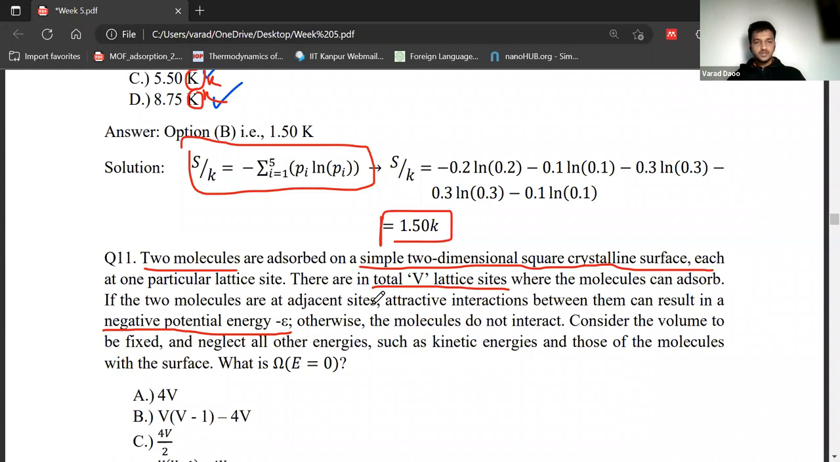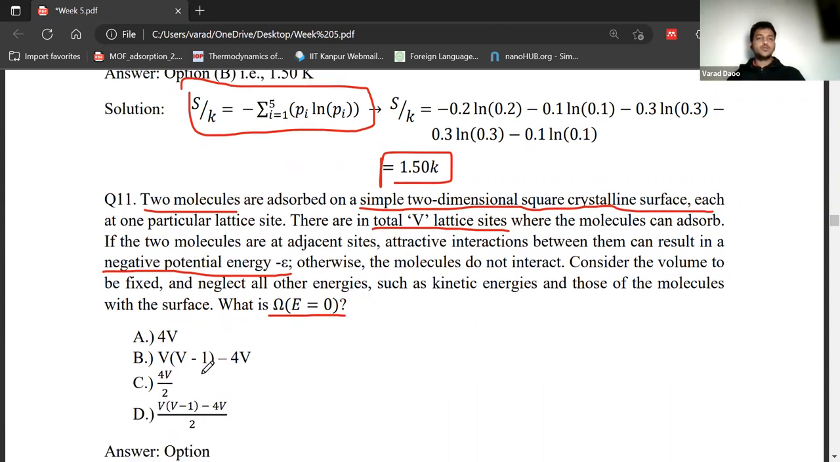Otherwise, the molecules do not interact. Consider the volume to be fixed and neglect all other energy, such as kinetic energy and that of the molecules with the surface. Sigma stands for multiplicity. What is the total number of ways of arranging the molecules in this square lattice so that the energy of interaction is zero? This is one question, and the next question is also related to it. I will explain both of them one after the other.